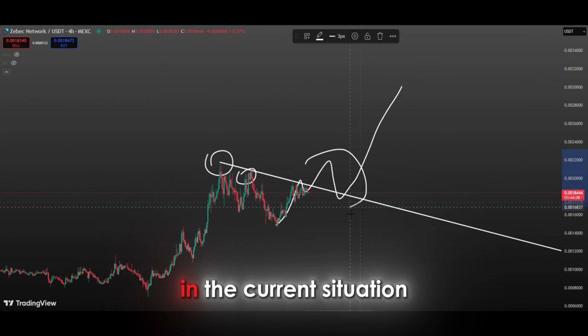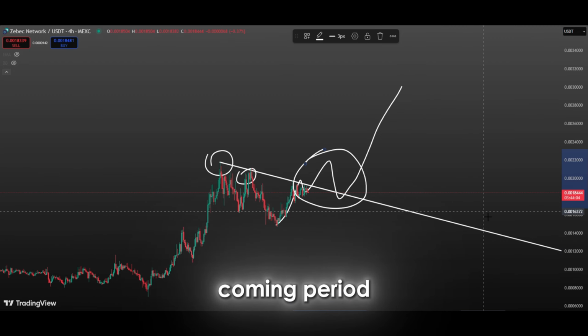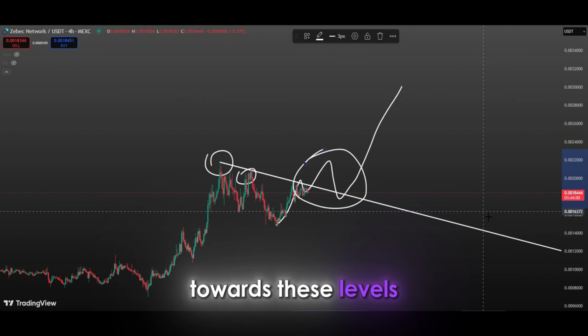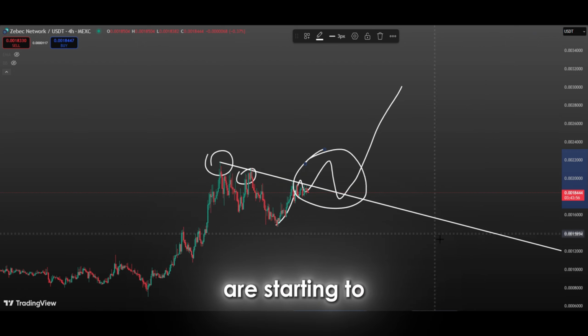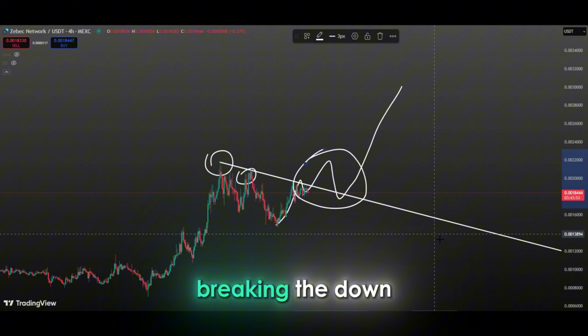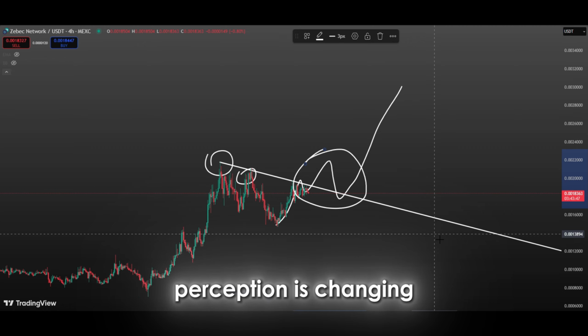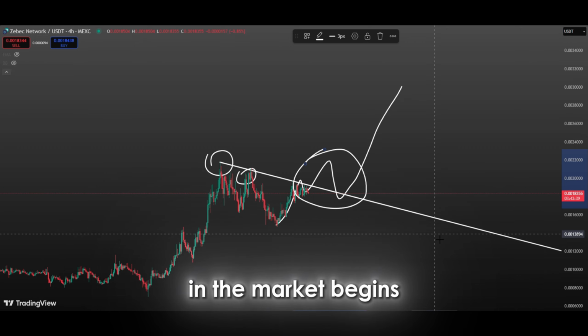In the current situation, the possibility of this falling trend line breaking to the upside in the coming period stands out as a very strong scenario. This is because the price's approach towards these levels is accompanied by weak selling pressure, suggesting that buyers are starting to gather strength. Breaking the downtrend is not only a visual sign of crossing a line to the upside, it is also evidence that market perception is changing, that sellers' pressure is weakening, and that buyers are now willing to take control. When this technical breakout occurs, a psychological transformation in the market begins.